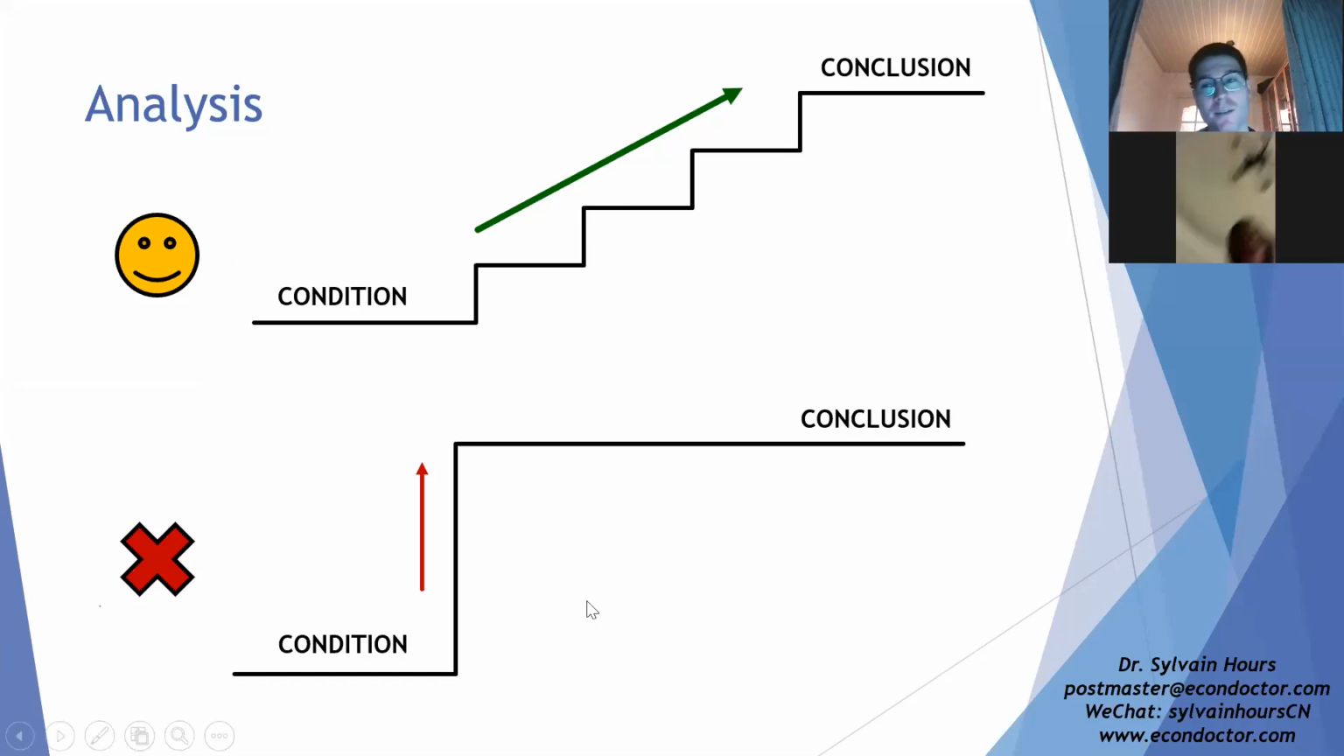And then you have this second case where the student has directly jumped from the initial condition to the final conclusion. In this case, the step is too high, and as an examiner, we don't know what to do, because there might be a good relationship between the condition and the conclusion. But if the student has not given details about the different steps, then it's impossible for the examiner to determine whether the logical connection is understood or not.